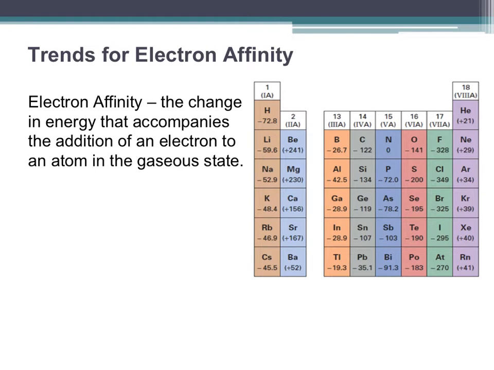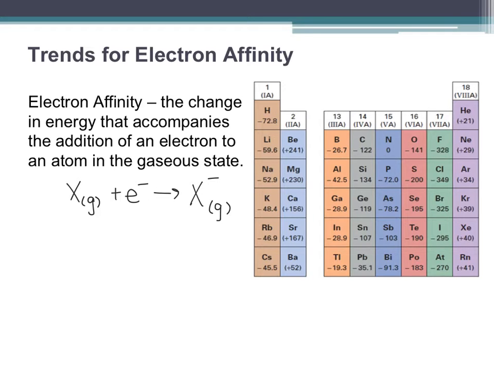In this video we're going to look at the trends for electron affinity. Electron affinity is defined as the change in energy that accompanies the addition of an electron to an atom in the gaseous state. If we were writing out an equation for this, if we take any element X in a gaseous state and add an electron to it, we are going to produce a negative ion of X.